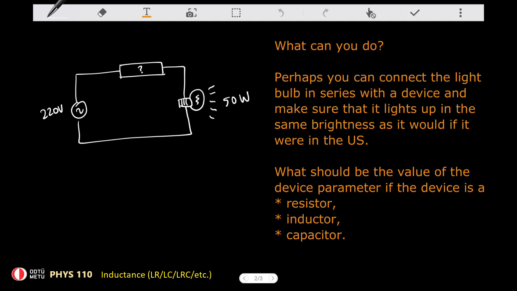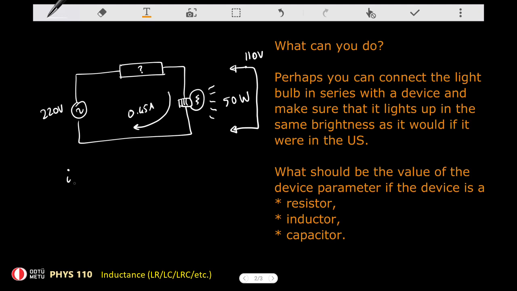So in here, I have to place something such that, first, the current passing through the circuit should be 0.45 amperes. That's equivalent to saying the potential drop on the light bulb will be 110 volts. Either I use this information or that information to solve for the circuit, but let's go with the current.